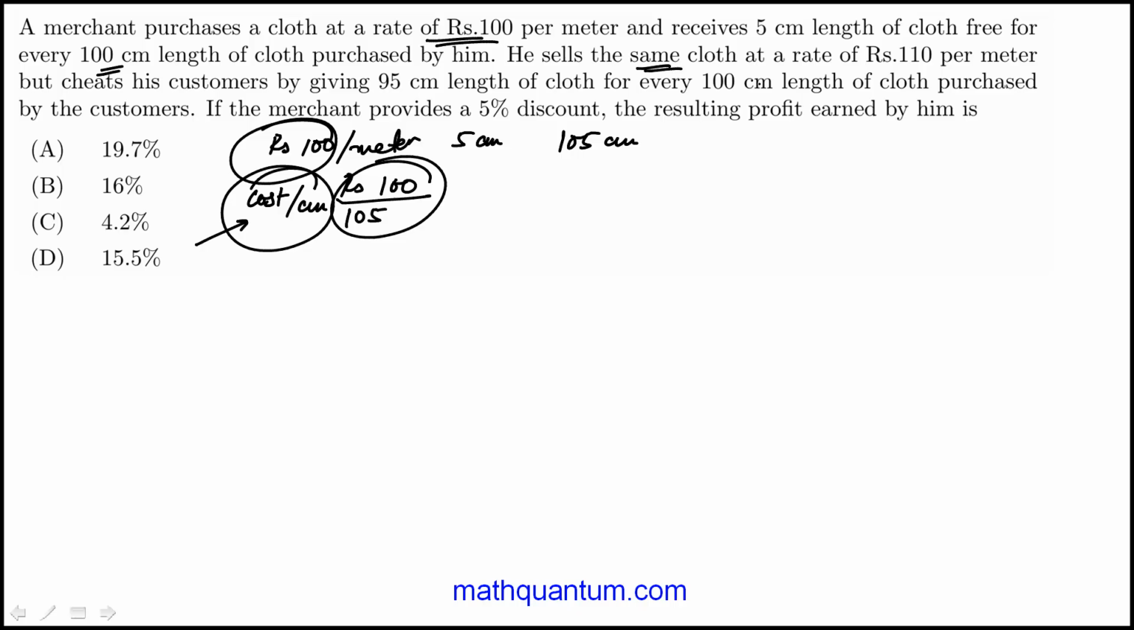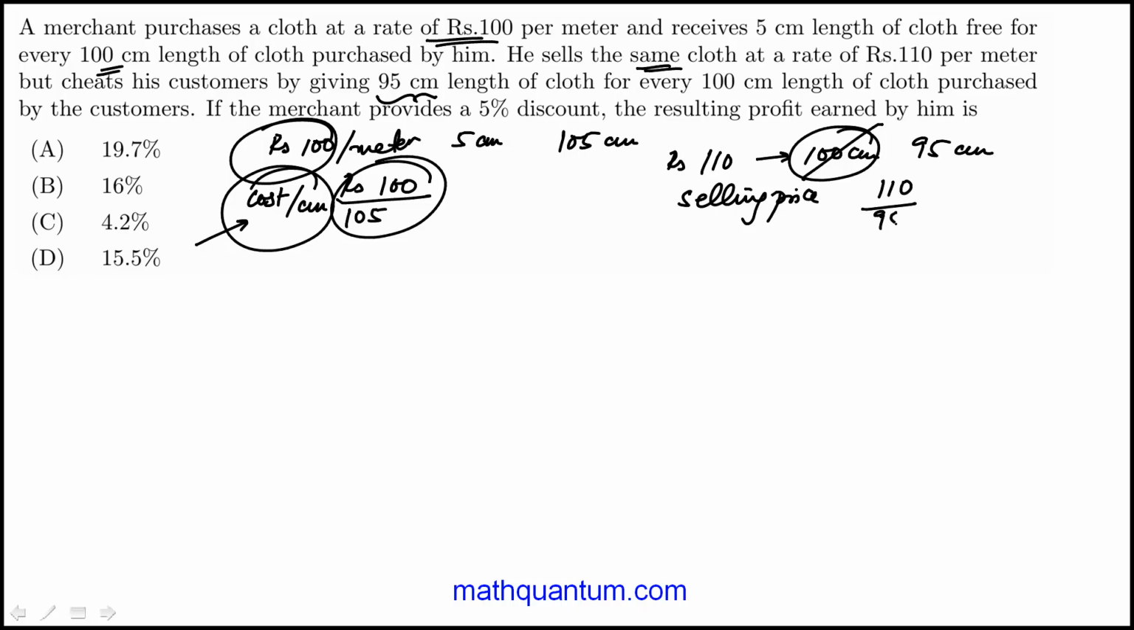Now here we're told that the same cloth is sold at a rate of 110 for 100 centimeters, but he cheats his customers by giving 95 centimeters. So instead of 100 centimeters, he's really giving them 95 centimeters, which means the selling price, again, in terms of per centimeter, would be 110 divided by 95. So this is the rupees per centimeter.